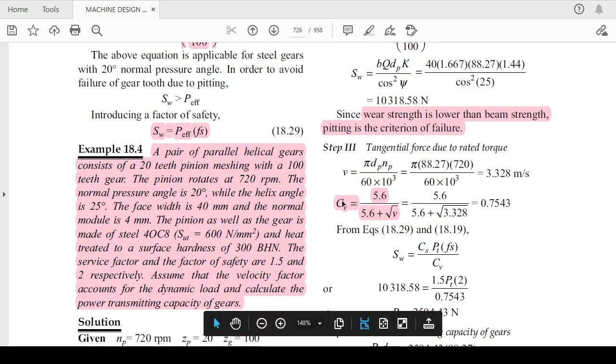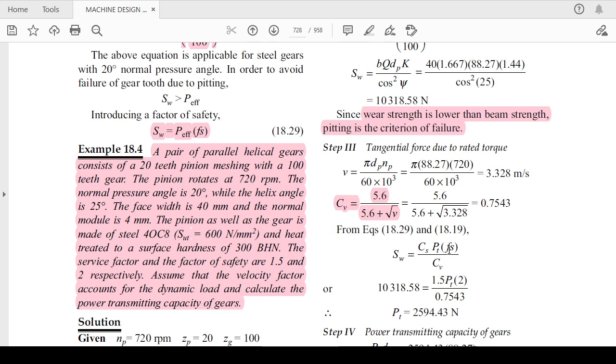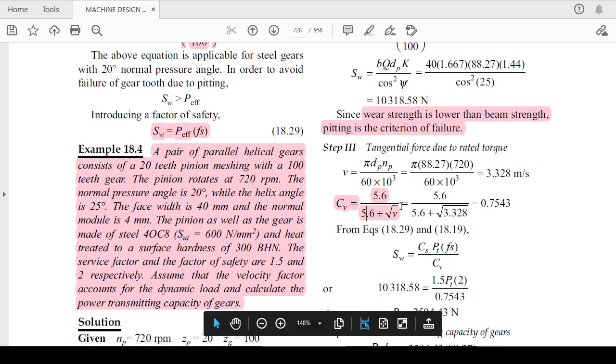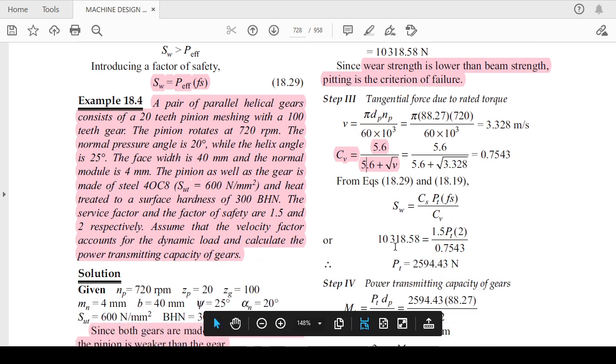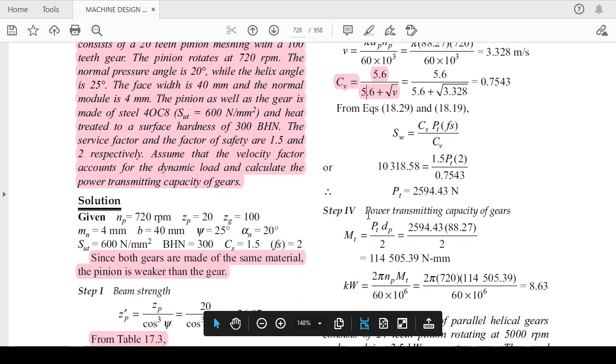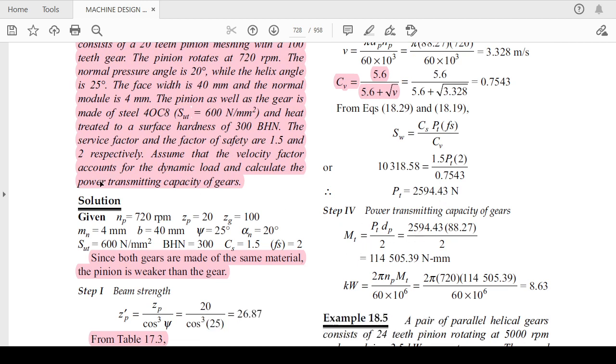Now you have to keep the value of CV in this particular formula. You know the value of CS, which is given in the numerical. PT is unknown. Factor of safety is given in the numerical. SW you have already calculated here. So with the help of this you are able to calculate the value of PT. Now the power transmitting capacity of the gears. This is the last step, the final step of this numerical.